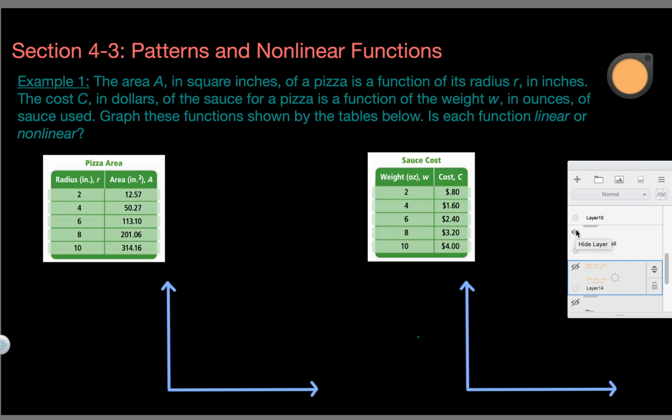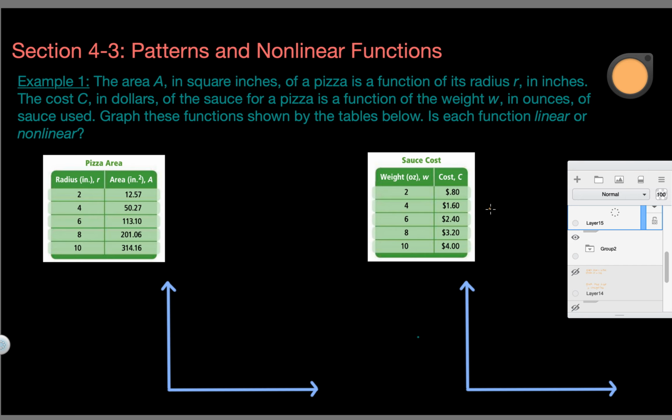So the first example that we're going to do is the problem says that the area A in square inches of a pizza is a function of its radius r in inches. So that talks about this table right here. Then it says the cost C, so now we're back over here, in dollars of sauce for pizza is a function of the weight. So it wants us to graph these functions and then decide if it's linear or nonlinear, okay?